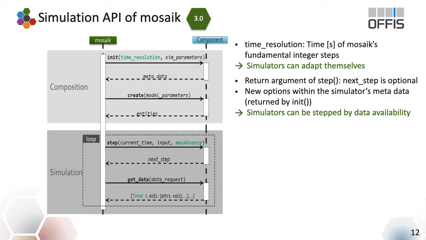And now I want to focus a little bit on the Mosaic 3 features. We have done some slight modifications of what we had with Mosaic 2. The modification is that we integrated the time resolution in Mosaic 3. It was also already possible in Mosaic 2 to use different time resolutions, but it was handled implicitly. You could use milliseconds as a basic resolution for the simulation. You could also use seconds or 15-minute steps, but it was never really reported to the simulators what the time resolution is right now.